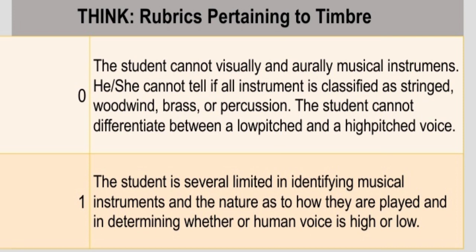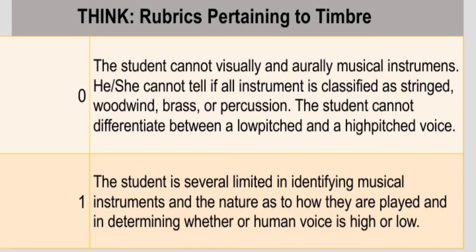Again, listed below is a sample of general rubrics for assessing a student's learning in timbre. The numbers before each rubric indicate the achievement level as shown in the previous lessons. These rubrics cover both written and performance-based activities. When you score your student 0, the student cannot identify musical instruments visually and orally. He/she cannot tell if an instrument is classified as stringed, woodwind, brass, or percussion. The student cannot differentiate between a low pitch and a high pitch voice.